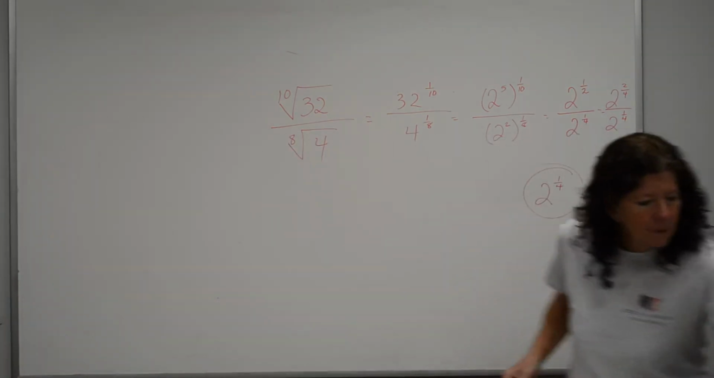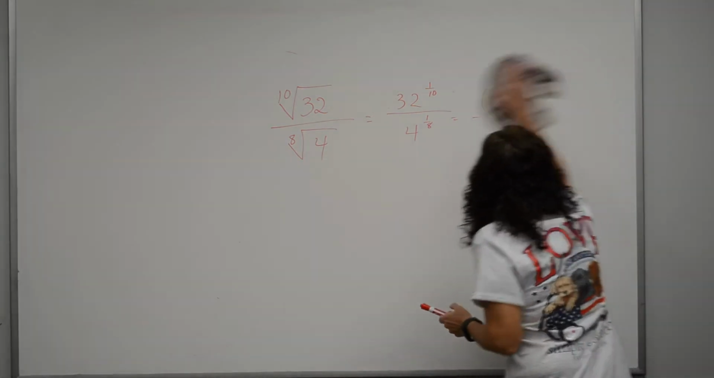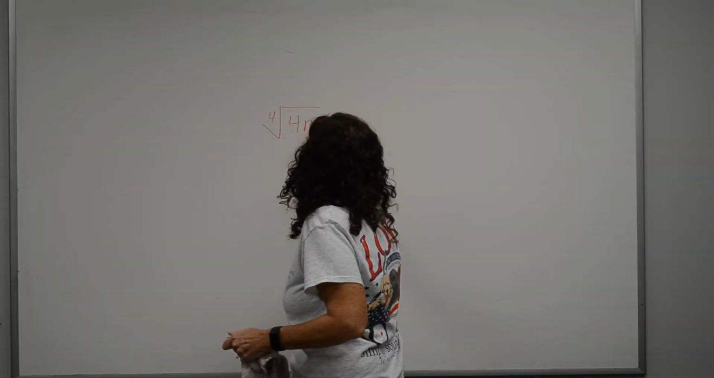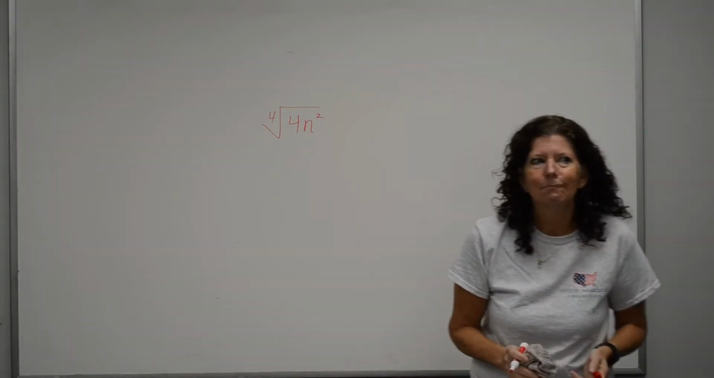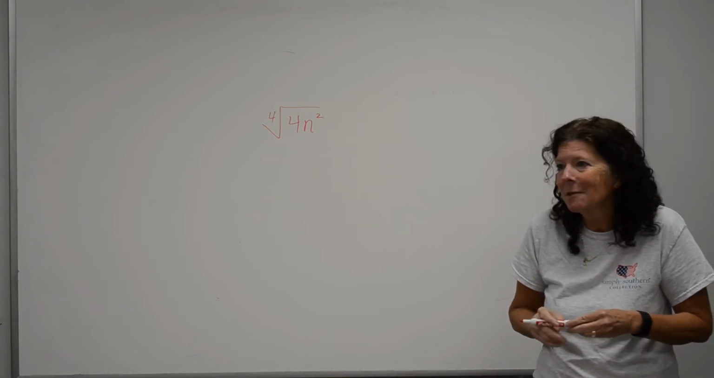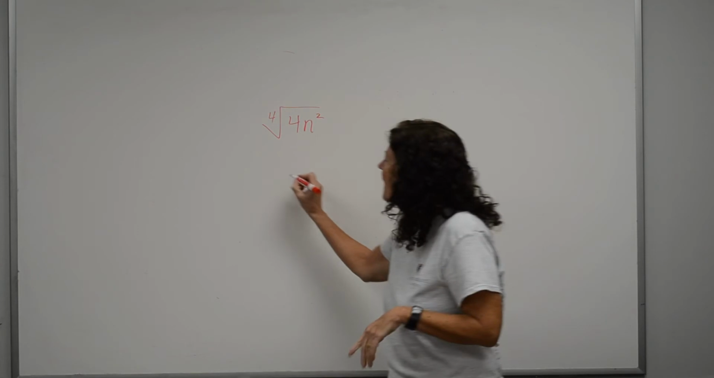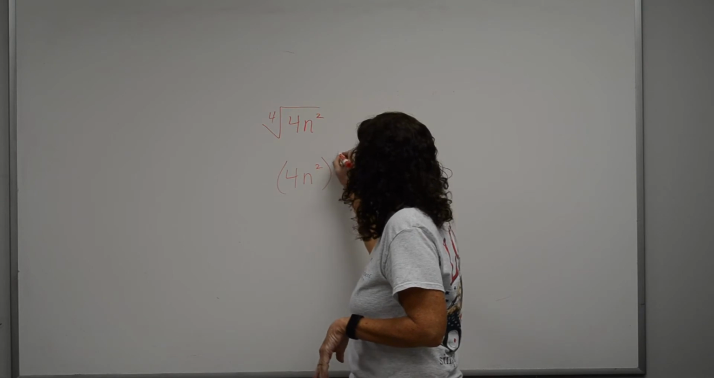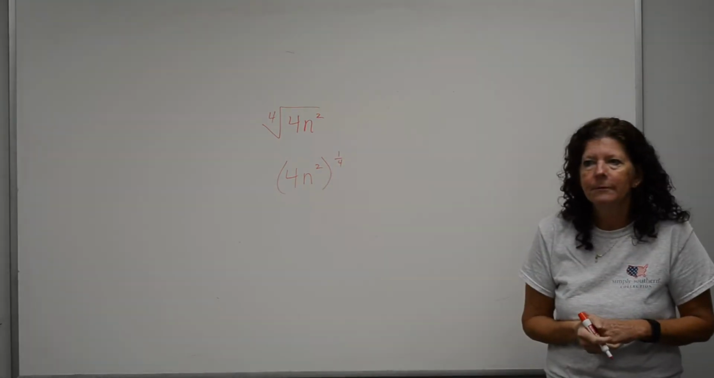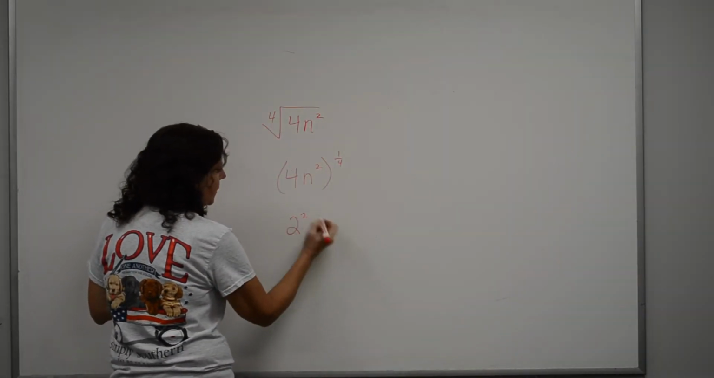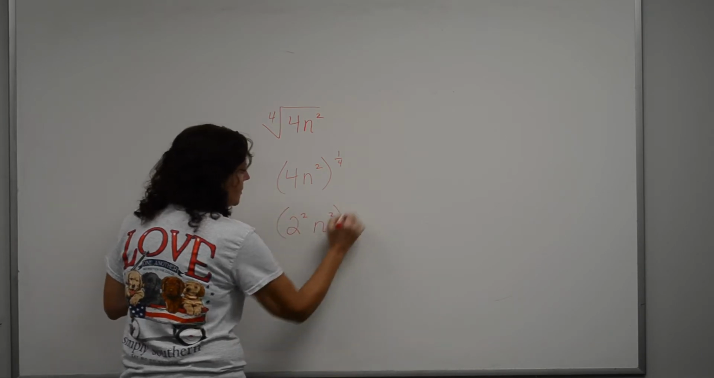What if they gave you something like this? And they say simplify. And you go, there's nothing I can do. Okay, and we want to go, oh, it is simplified. Well, we need to go ahead and write it as a fraction. So I write it as a fraction, and that's the same thing as 2 squared times n squared to the 1/4 power.